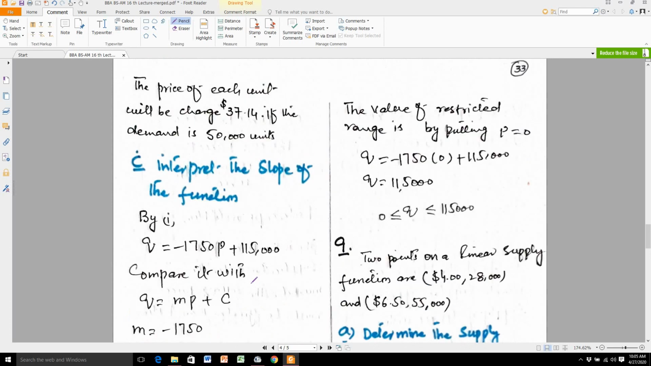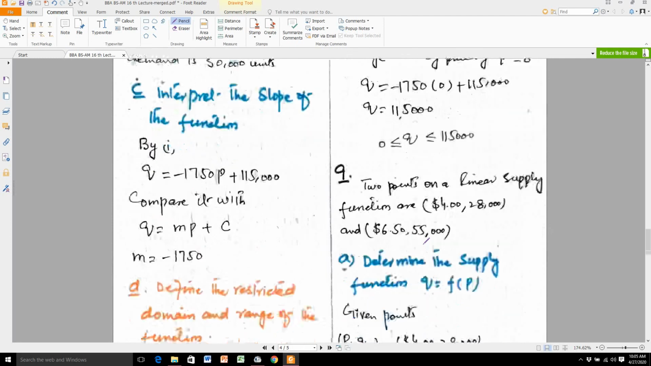And now we move to the value of the restricted range by putting P is equal to 0, Q is equal to 115000. And the range of the demand is from 0 to 115000. Now we move toward question number 9.